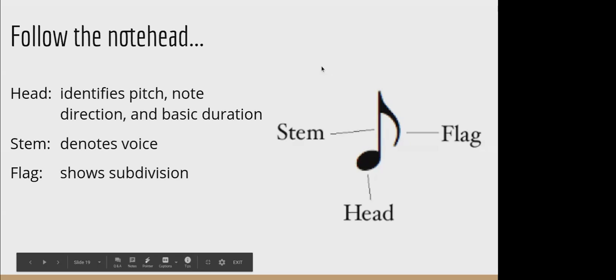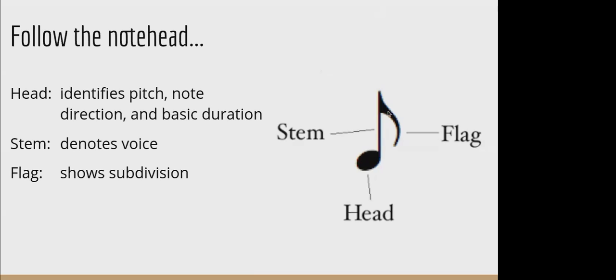And the flag, this little thing over here, shows a subdivision. The flag also has another name. It's a quaver or a semi-quaver, but you can just call it a flag. And the flag doesn't show up until you get to the subdivided notes of eighth note, 16th and 32nd. There are other smaller subdivisions, but you rarely see them in music, at least not in the kind of music that we are going to be performing together.